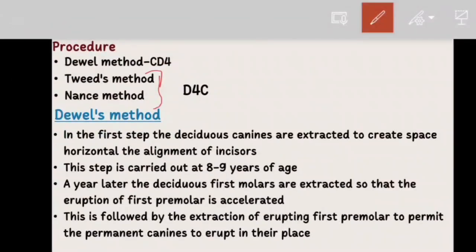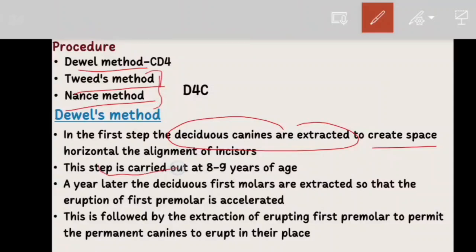So what is the procedure? We will see the procedures one by one. There are 3 procedures: the Dewey method, the Tweed method and the Nance method. The first one is the Dewey method. In the first step, the deciduous canines are extracted to create space for horizontal alignment of the incisors. Okay. So first we remove the deciduous canine, then align the incisors.